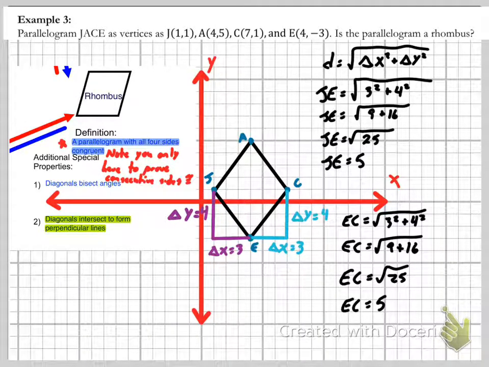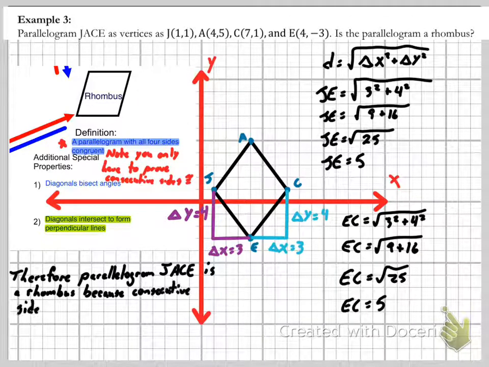So we can conclude, therefore, parallelogram JACE is a rhombus because consecutive sides are congruent. We do not need to prove all 4 sides are congruent because we've already been told that it is a parallelogram. So if it's a parallelogram, we know the opposite sides are congruent. And so if we know these consecutive sides are congruent, all 4 must be congruent. So we've proven that it is a rhombus.